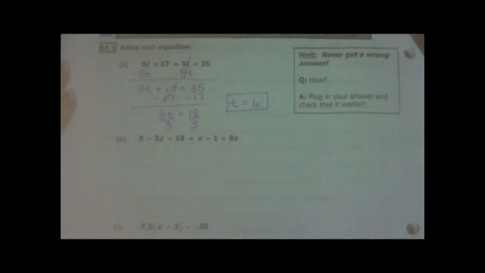Now, in the box, there is a hint. Never get a wrong answer. Anytime you are solving an equation, you can check your answer by plugging it back into the original equation. And what you want to do is see if you get the same thing on both sides. If you do, then you've got the right answer. If what you get on the left is different than what you have on the right, it is the wrong answer.